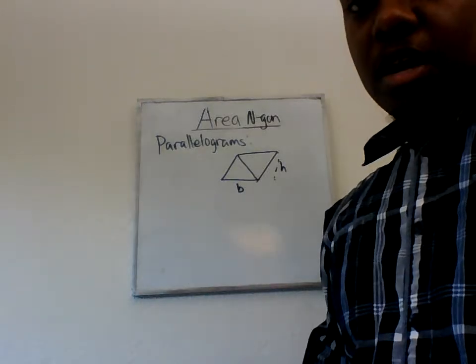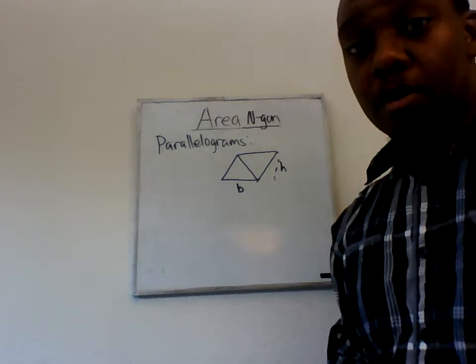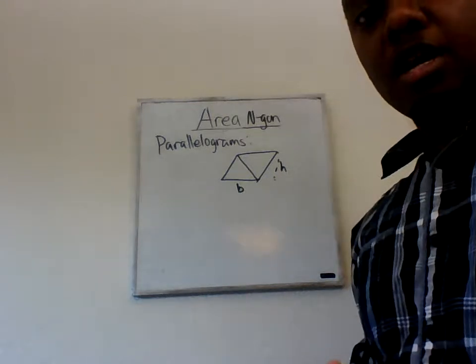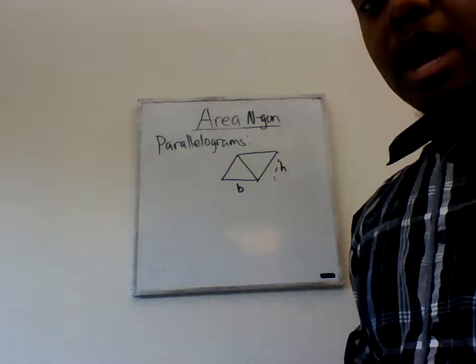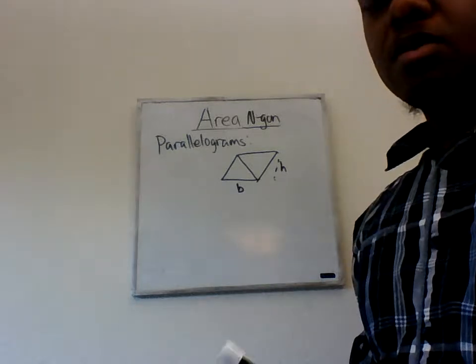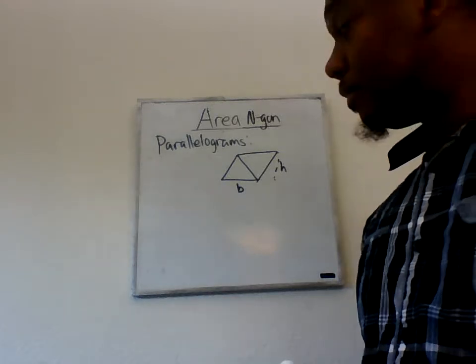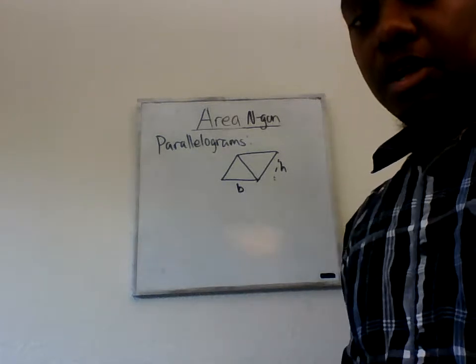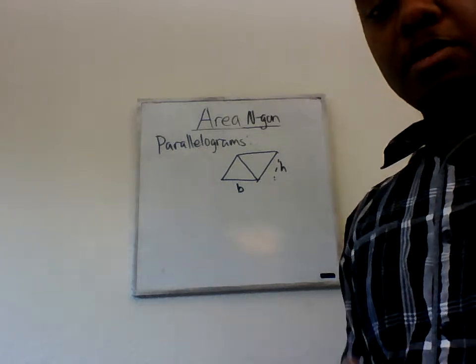Hello. So today we're going to be looking at finding the area of polygons. And we're going to begin with a quadrilateral and special quadrilateral parallelograms, where opposite sides are parallel and opposite angles are congruent and adjacent angles are supplementary, meaning they add up to 180 degrees. So that's what a parallelogram is. It's a quadrilateral with opposite sides parallel.